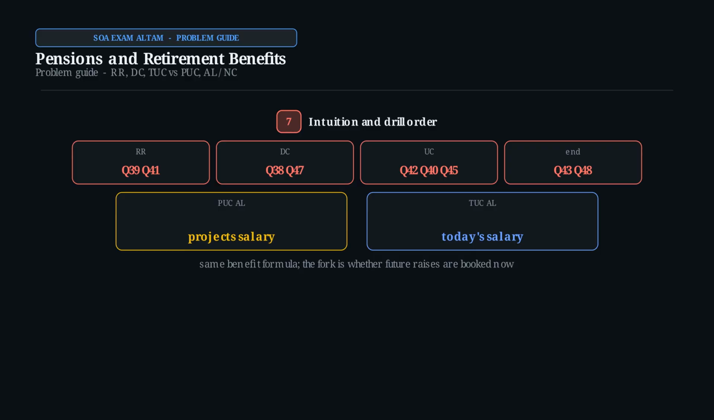Intuition. Replacement is a fraction of pay. Funding is a fight about future raises. PUC books them now. TUC waits. Drill order: 39, 41, 38, 47, 37, 46, 44, 42, 40, 45, 43, 48.